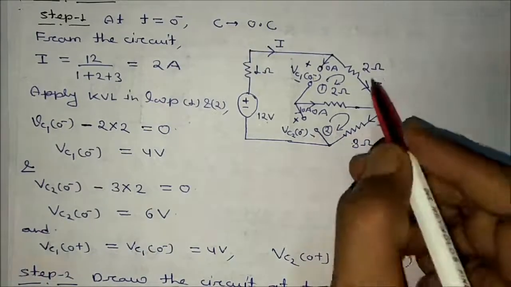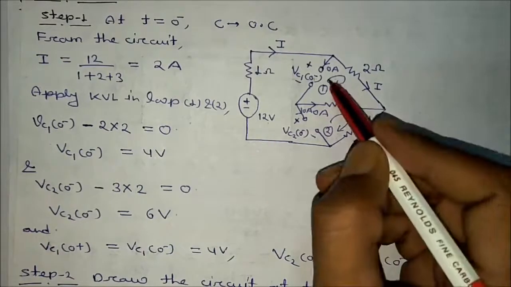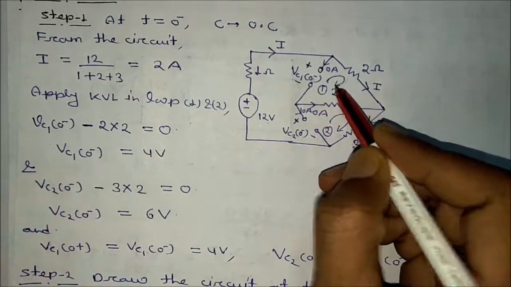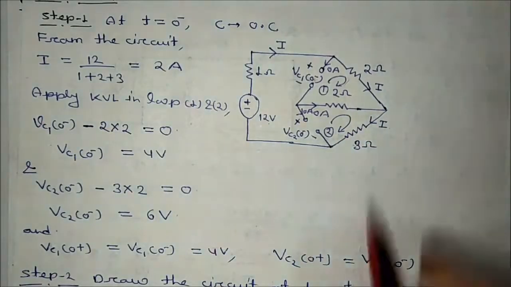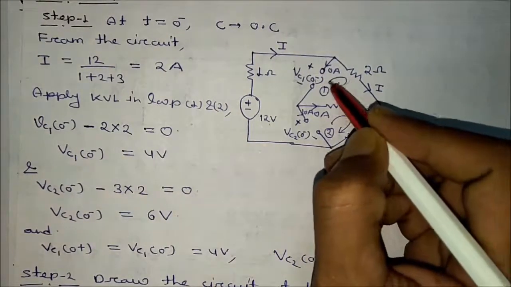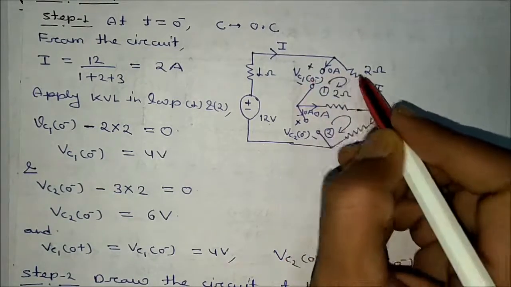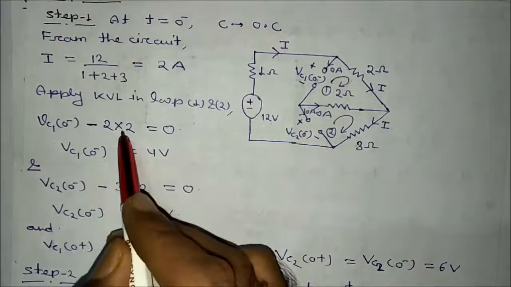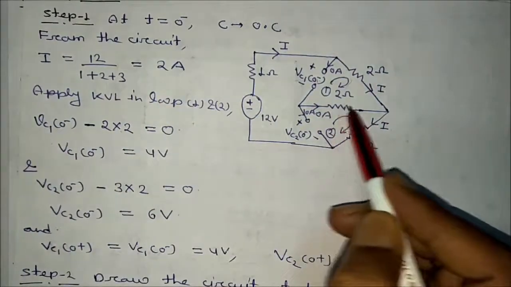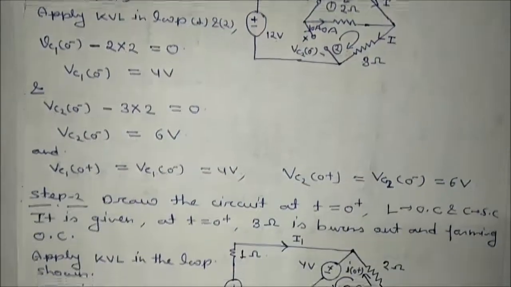Now you know this current is equal to 2 ampere. This current is also 2 ampere. Now apply one KVL here. You will get VC1(0-). I'm applying KVL here. What will I write? Minus to plus VC1(0-), plus to minus drop I into 2. I value is 2, that is equal to 4. This current is 0, so this voltage will be 0. So VC1(0-) is equal to how much? That is equal to 4.